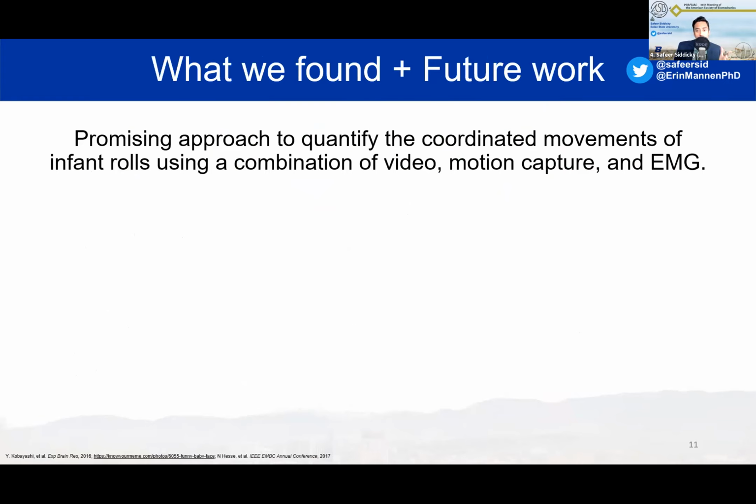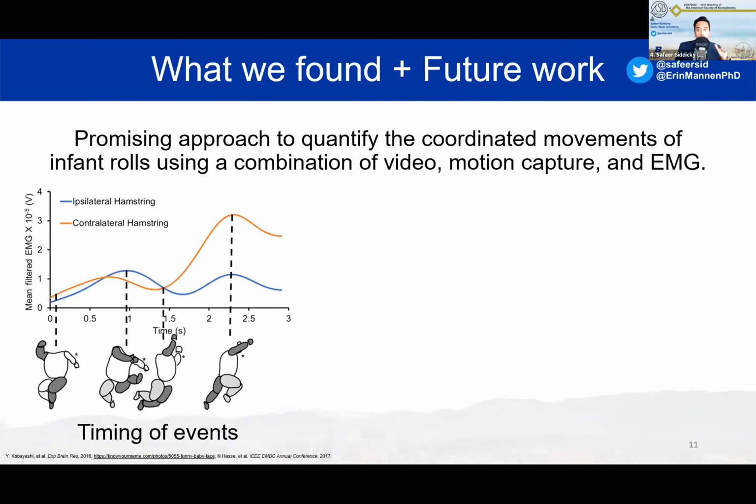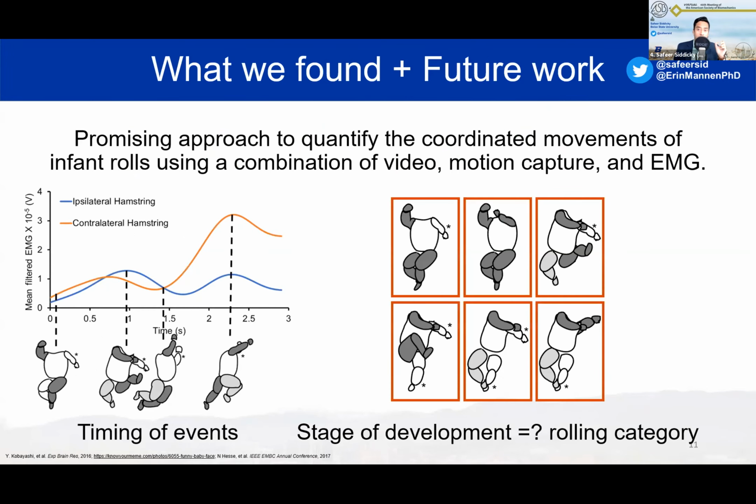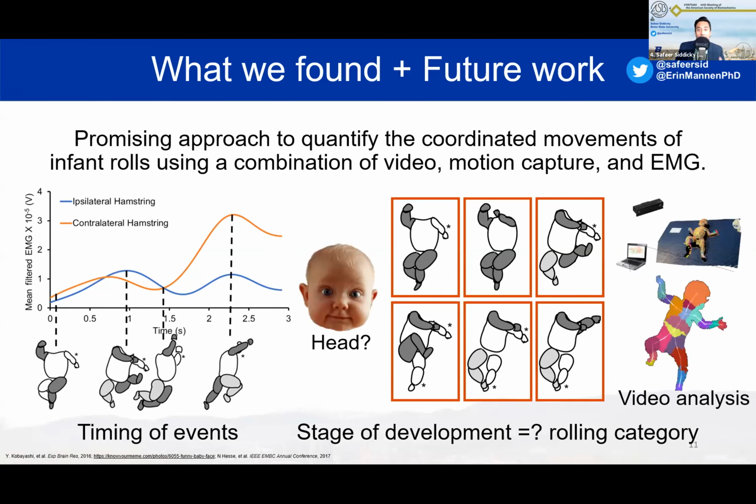Overall, we found a promising approach to quantify the coordinated movements of infant rolls using a combination of video, motion capture, and EMG. And in the near future, we're excited to explore time series EMG data as it relates to events within the roll, the relationship between the stages of infant development and the prominent rolling categories observed, the contribution of the head to initiating and completing rolls, and using video-based methods to assess infant rolls in at-home settings.